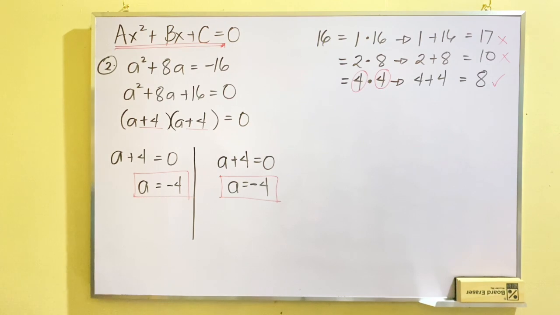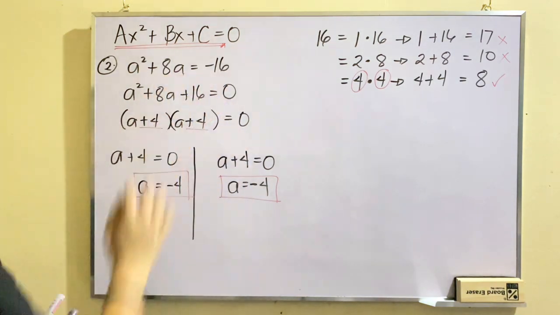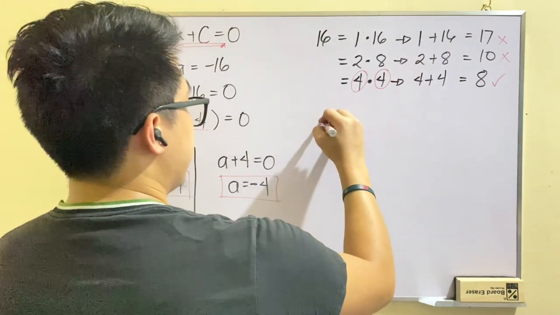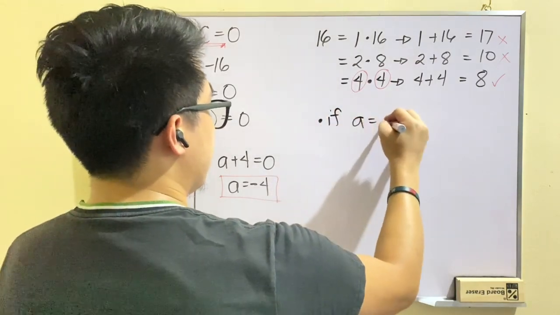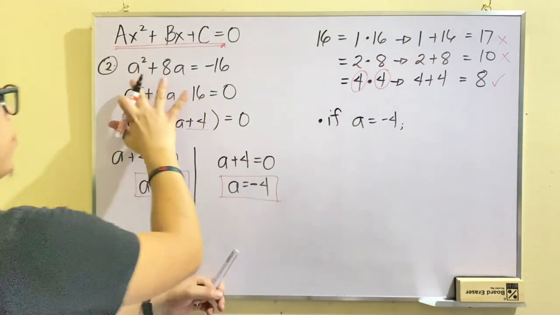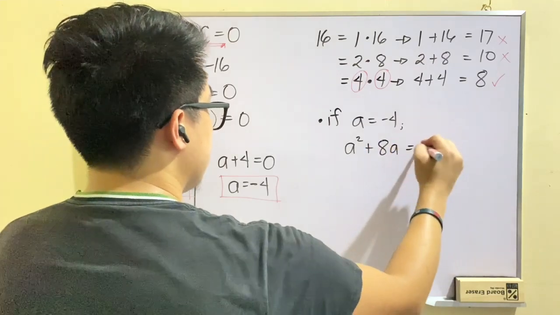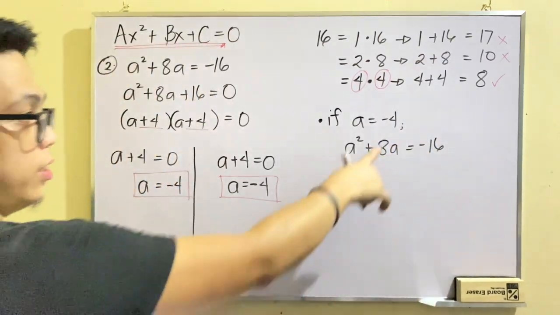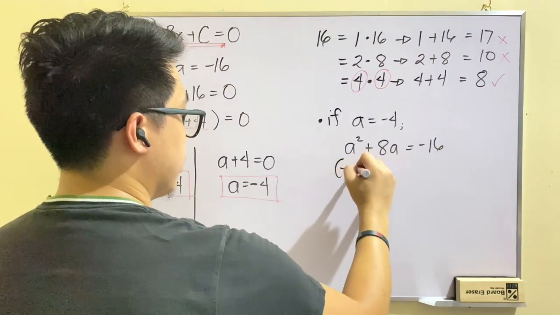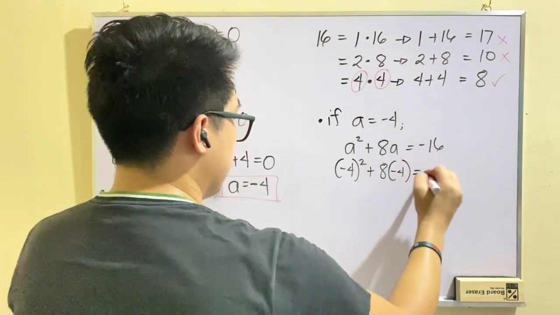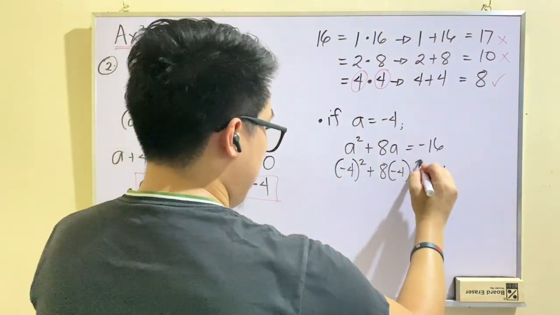So, ang sunod na gagawin, i-confirm natin kung tama ba yung ating value ni A. Paano? Substitute natin siya sa ating given equation. If A is equal to negative 4, substitute natin sa given equation. A squared plus 8A is equal to negative 16. Negative 4 is the value of A. So negative 4 squared plus 8 times negative 4 is equal to negative 16. Equal nga ba siya?